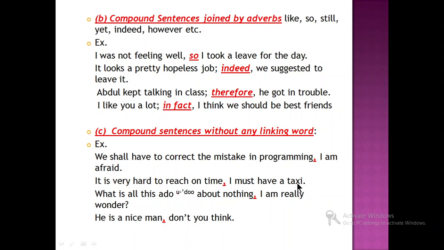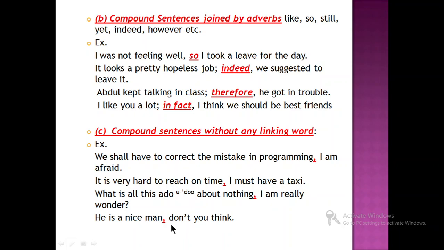Next sentence is, it is too hard to reach on time. I must have a taxi. I must have a taxi without any conjunction, without any adverb. Both the sentences are linked. What is all this ado about nothing? I'm really wondered. मैं वाकई में बहुत ज़्यादा चकित हूँ इस चीज़ को जान के. So both the sentences are joined without any adverb or conjunction.